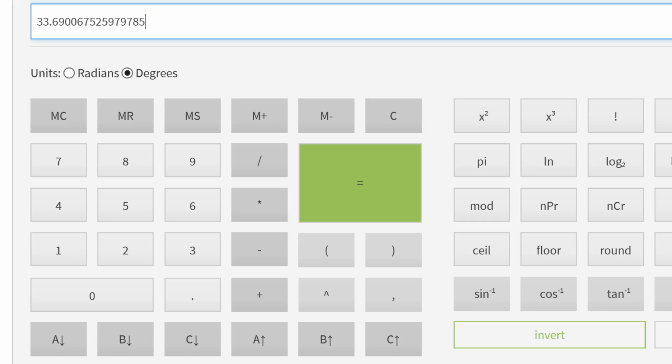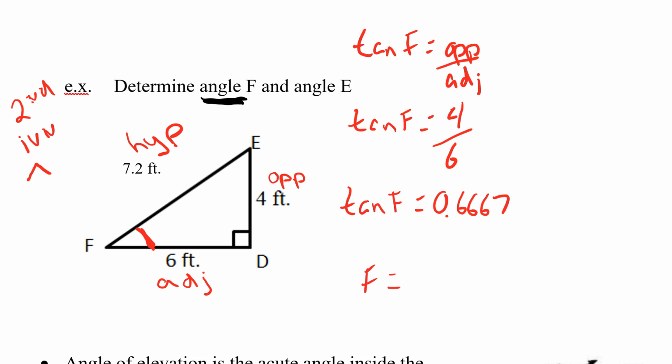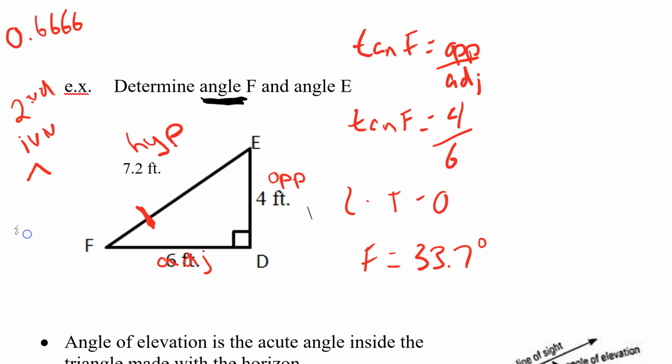The angle now is read right here, 33.69. I'm going to round that properly to 1 decimal place, so 33.7. F is 33.7. My unit here is going to be degrees, a little degree symbol, a little circle above the 7. So what were the steps to get this? I had my 0.666 in my calculator. I hit my second function or inverse button, and then I hit tan.